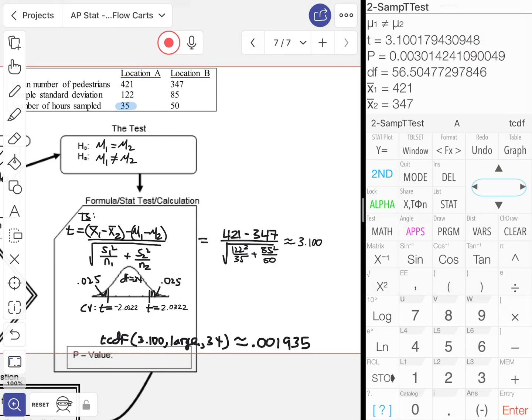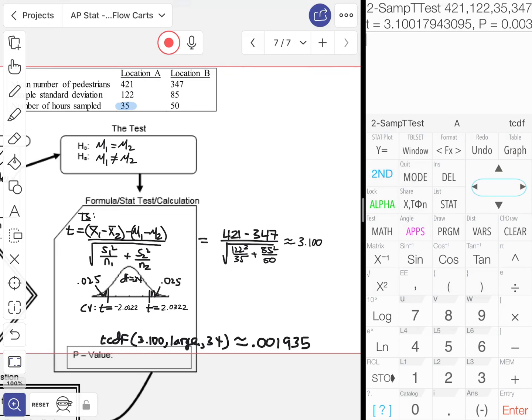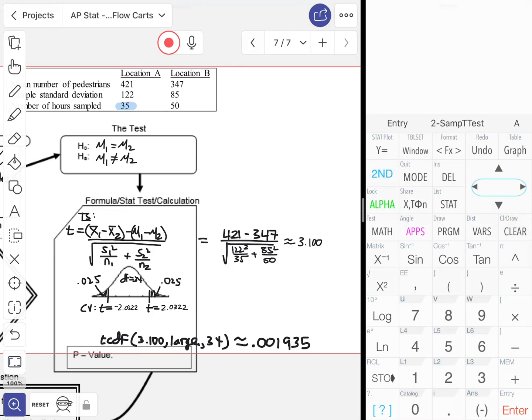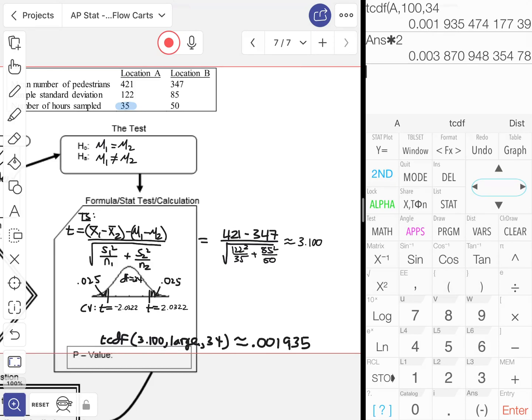All right, so we got this point. I got my 3.100 and so on, but my p-value, if you do a quick comparison between that and the number that we came up with, let me go back to my home screen. So it was vars, second vars, TCDF. I stored it in as A, if I'm not mistaken. Put a 100 in there with 34 degrees of freedom. So we got this number. Now, if I double it, it gives me that p-value, or at least something really, really close to it.